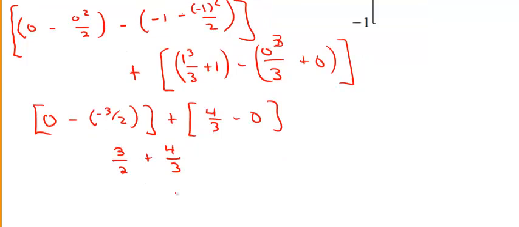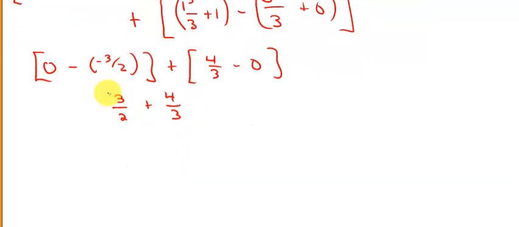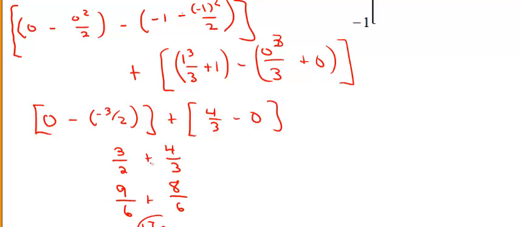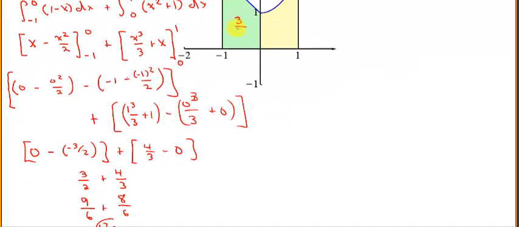Excuse me, we can get a common denominator of 6. So this would be 9/6 plus 8/6. All right, and together that would be 17/6. So that's 17/6. So notice that the area here is 3/2.